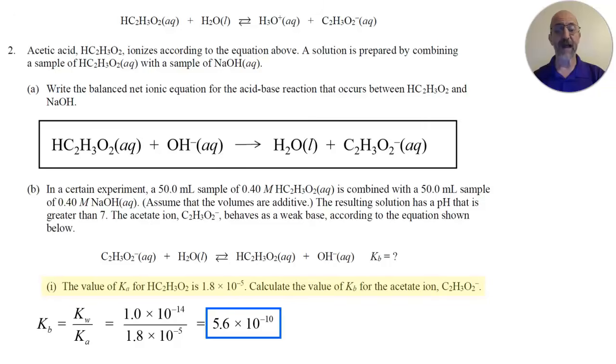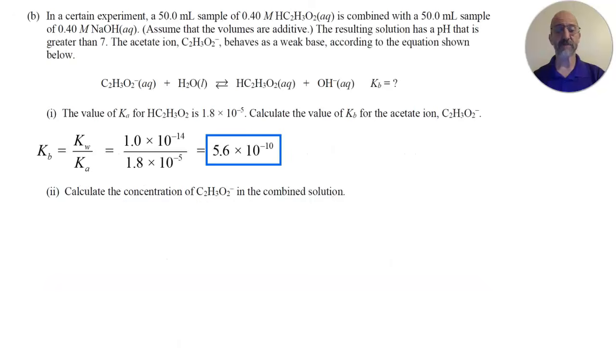So the Kb for the acetate ion is 5.6 times 10 to the negative 10. Now let's move on to the next part of part B. It says calculate the concentration of the acetate ion in the combined solution. So what exactly is the combined solution? Well, there was 50 milliliters of 0.40 molar acetic acid, and there was 50 milliliters of 0.40 molar sodium hydroxide.